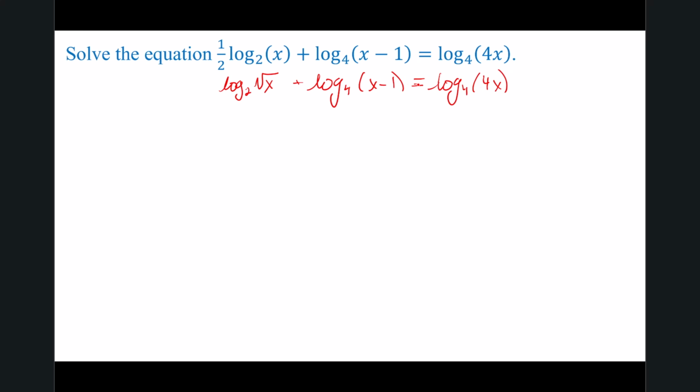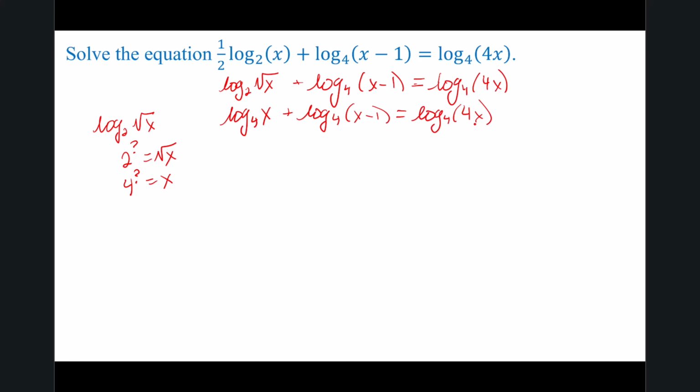Now I want to change my log base 2 of square root of x to a log base 4. So let's think about this. Log base 2 of square root of x means 2 to some power, we don't know what that power is, equals square root of x. That's what log base 2 of square root of x means. But now notice if I square both sides of that equation, I get 2 squared, or 4 to that same power, equals x. So I could write log base 2 of square root of x as log base 4 of x. Either one would be the same power, 4 to what power equals x, or 2 to what power equals square root of x. And then the rest is already log base 4.